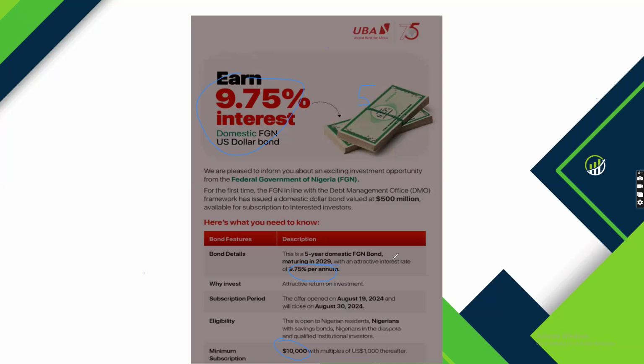And if you look at the inflation rate in our nation, it is between 24 and 35%, but they are going to be paying you 9.75%. It's only people who don't have sense that are going to put their money here, or people who don't know what to do with money. But I want to show you fact. This is what is happening. Let me show you other international facts.